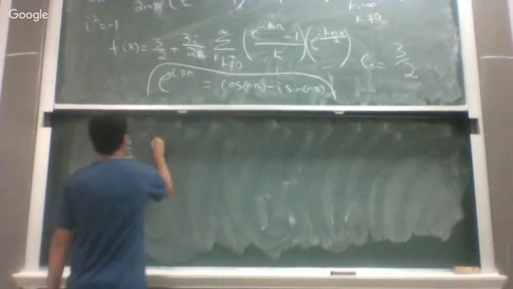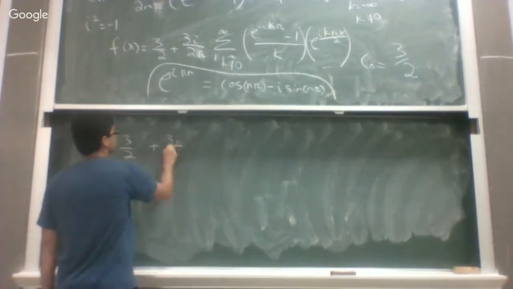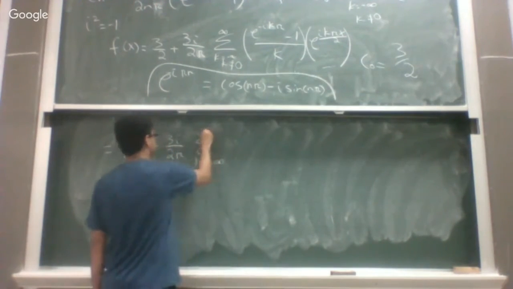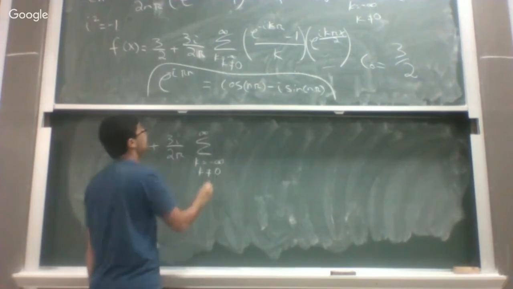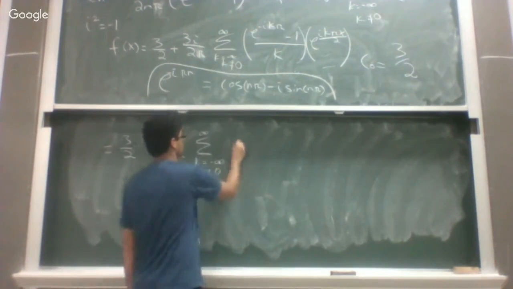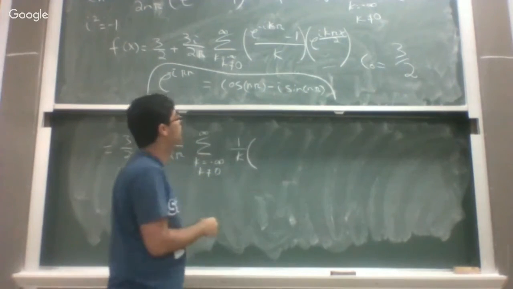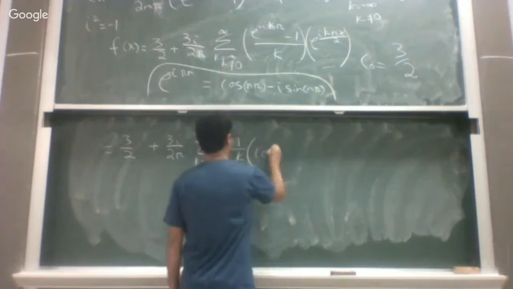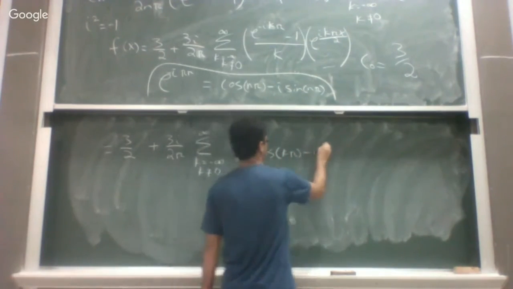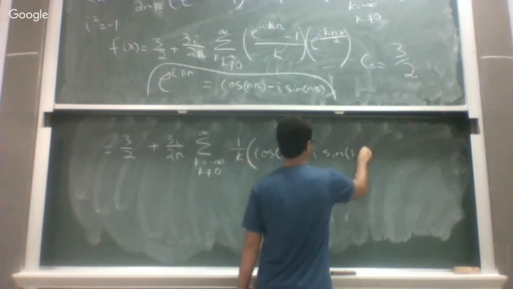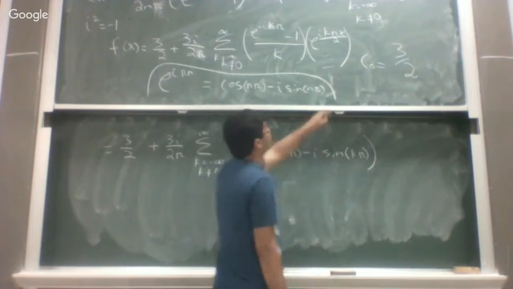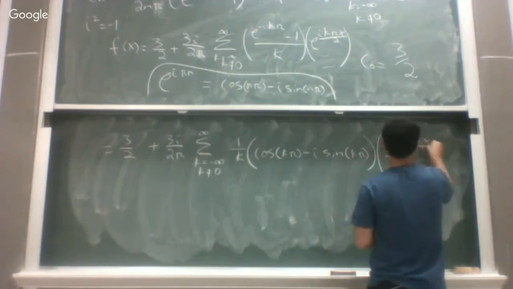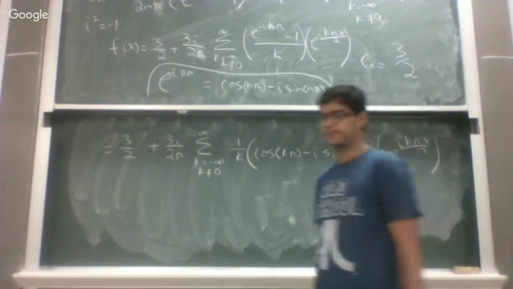So we'll get there. So plus 3i over 2 pi, the summation of k from negative infinity to infinity, where k cannot equal 0. So now we have 1 over k times cosine of k pi minus i sine of k pi. And then we still just keep the right portion. That stays like that.